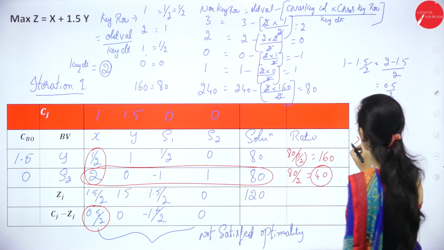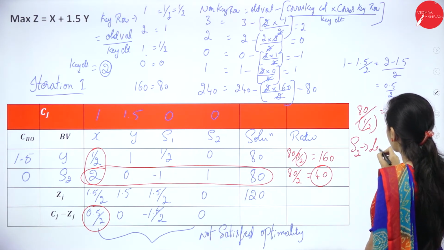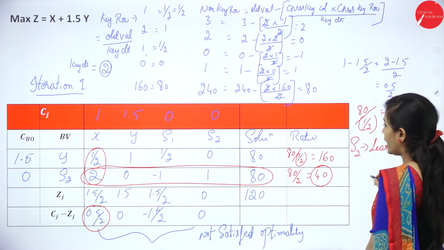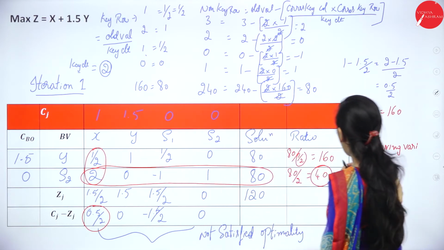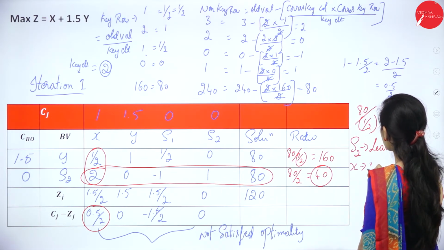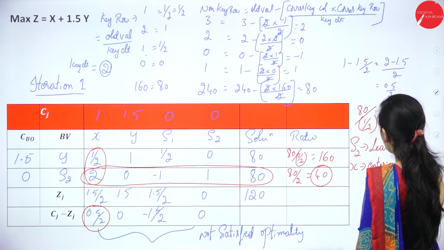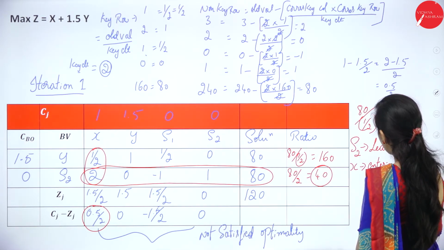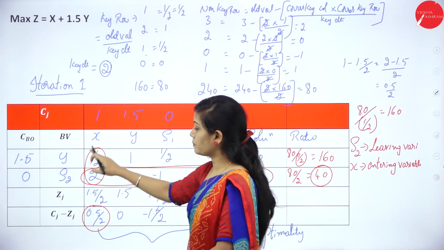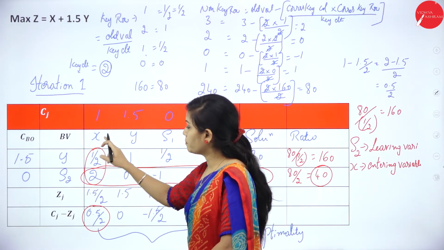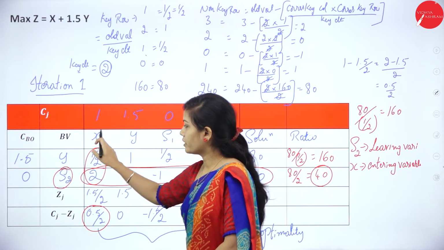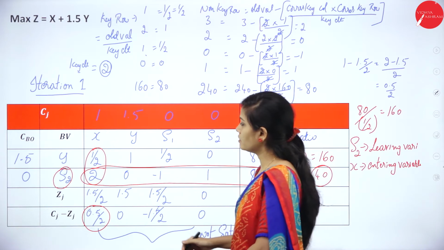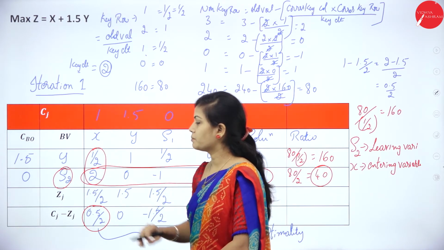S2 is the leaving variable, and X is the entering variable. Here X is the entering variable and S2 is the leaving variable. So in place of S2, I can write this X. So definitely in the next iteration you will get the answer. Entering variable is X, leaving variable is S2.